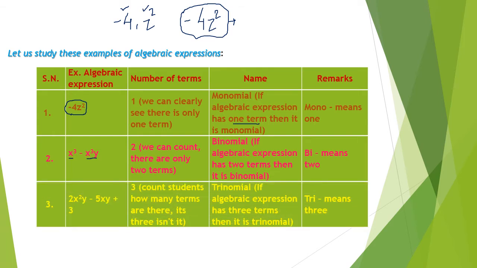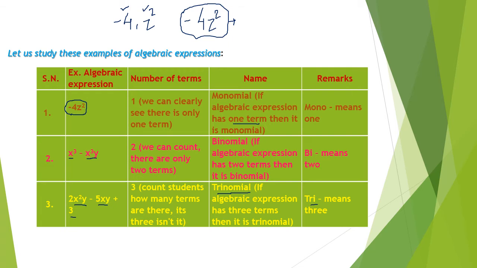Now for three, you can clearly count. There are three terms, isn't it? This is one term, this is the second term, and this is the third term. As we have already studied about terms, you can easily notice there are three terms, and it is called a trinomial. If the algebraic expression has three terms, then it is called a trinomial, and tri means three. In a triangle there are three sides, and there are three angles, so it is a triangle.